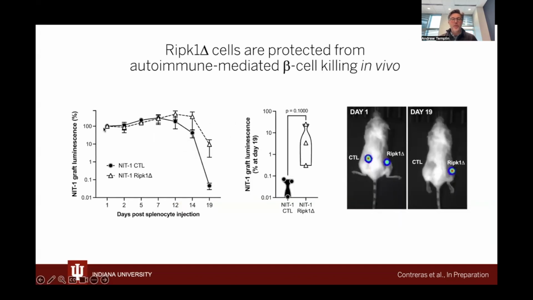And when we do that, we see data that looks something like this. So out towards 2 weeks to 19 days following splenocyte injection, we see that the RIP1 gene-edited grafts tend to be protected compared to the control grafts. And that's quantified here in images on the right. And again, these studies are ongoing currently.